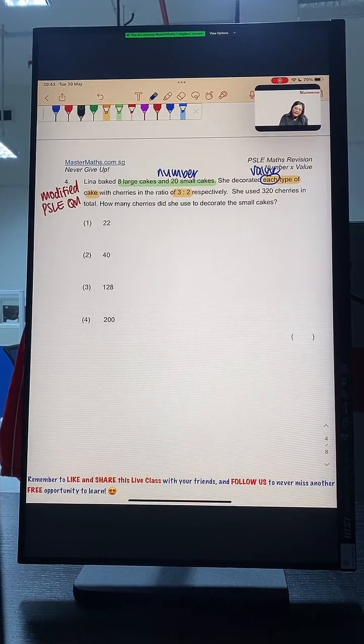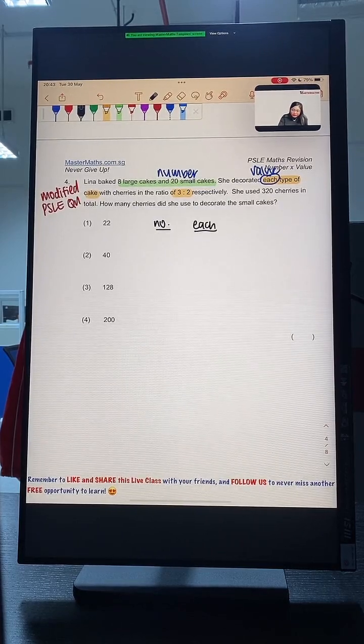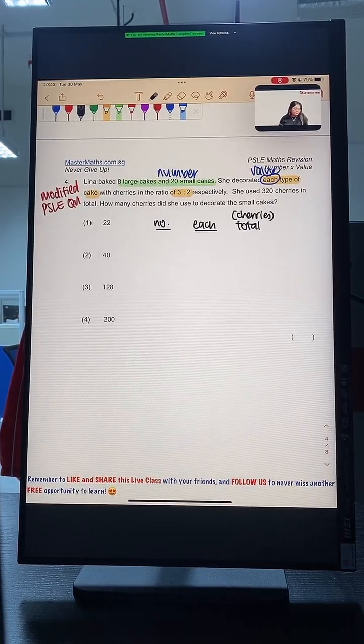We have number, we have value. We go back to our net table. I have number of cakes. I have each. Value is just the each. This is each cherry for each of the cake. And we have the total. This is total cherries. Okay?